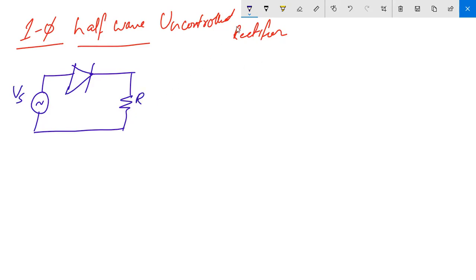Okay, so what we have to check is the current I naught and how the voltage across V naught comes. This Vs is your Vm sin omega t, and the voltage across your diode is Vd, and V naught. Okay, so let us first consider two conditions.